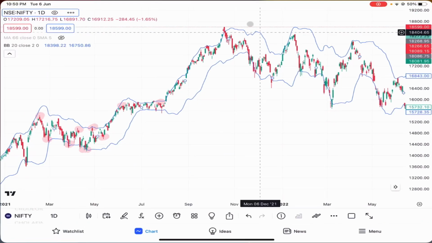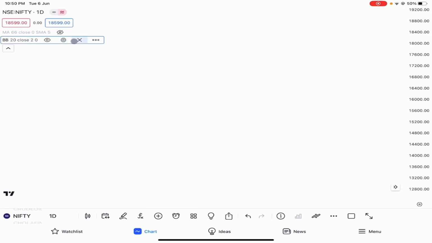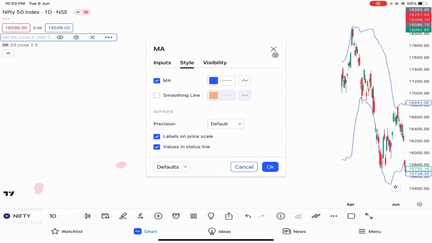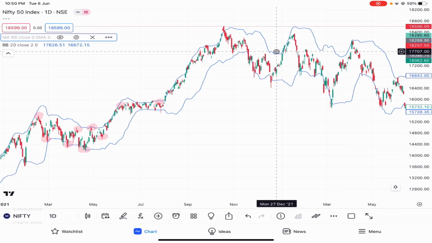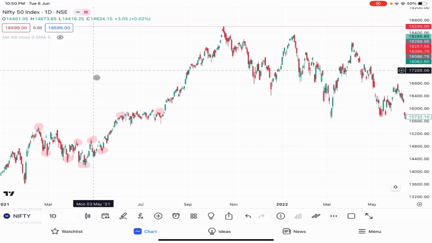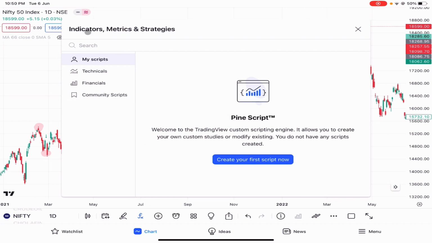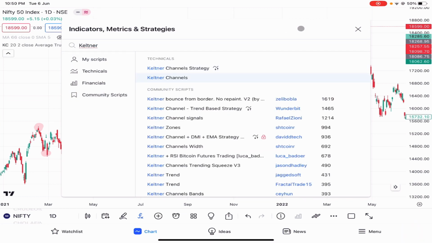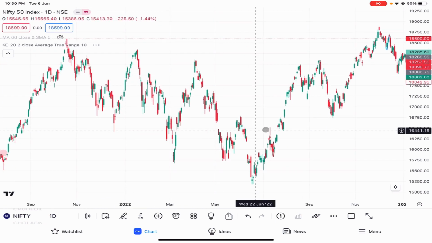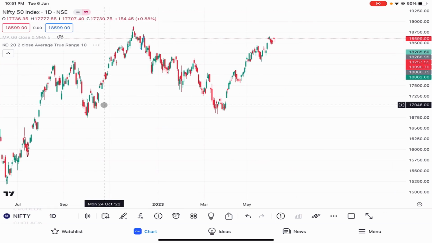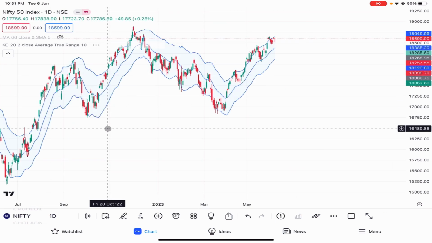Okay, let's just quickly plot the Keltner band in your TradingView and see that as well. Let me just remove this. Keltner channels. Okay, it's loading. Let's just wait for it to load.